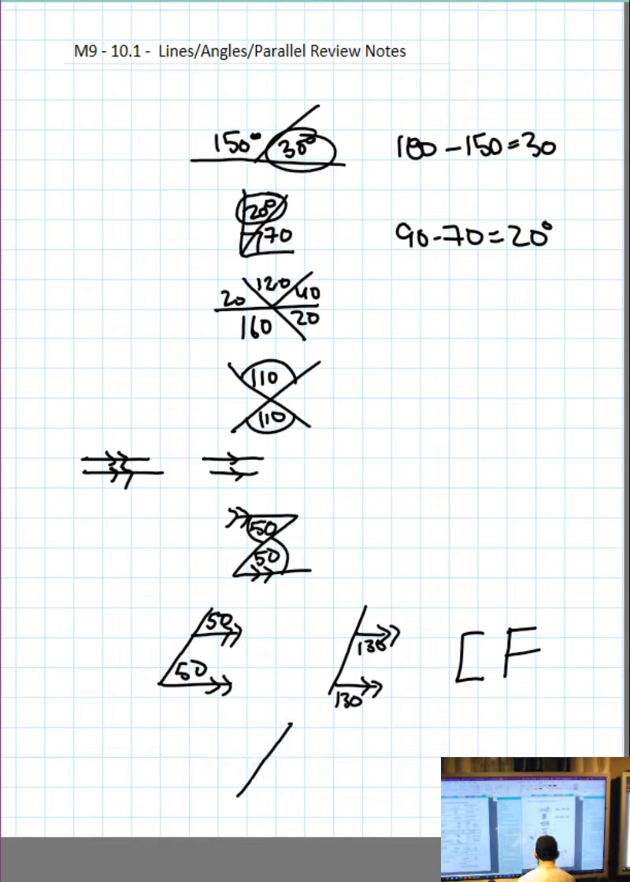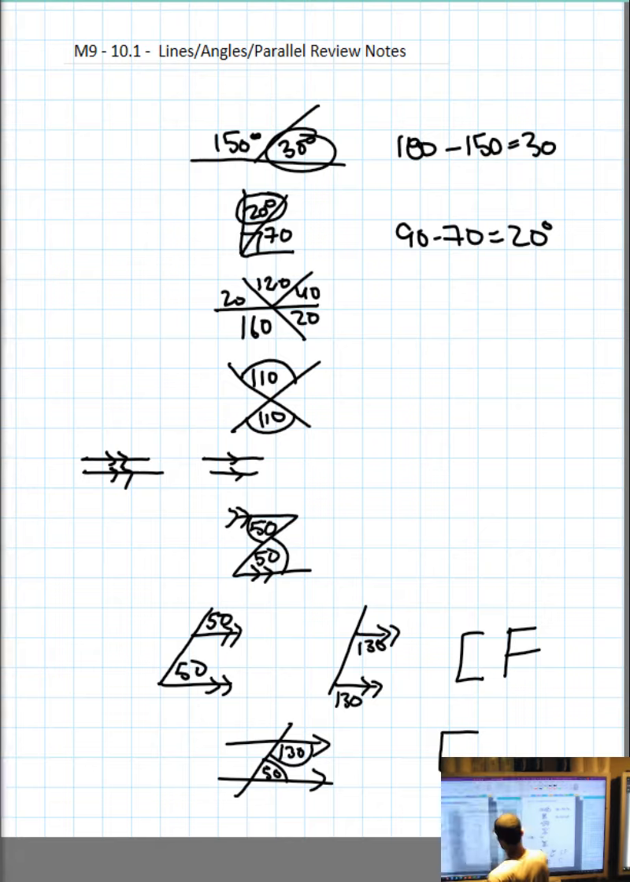Now let's see parallel lines. If I get this angle of 130, I know this angle is 50. That is co-interior, and that definitely looks like a C. Whoops, that C got in the way of the video. I'm just going to move it over a bit.